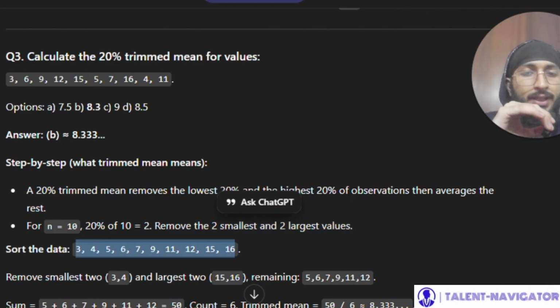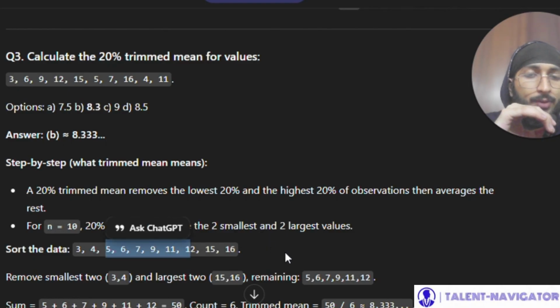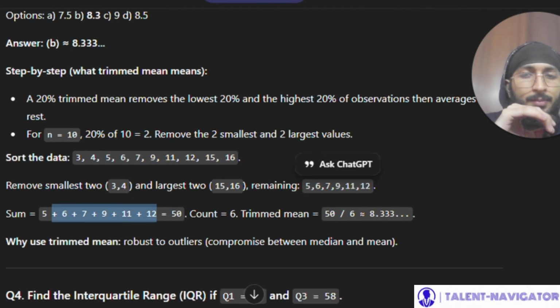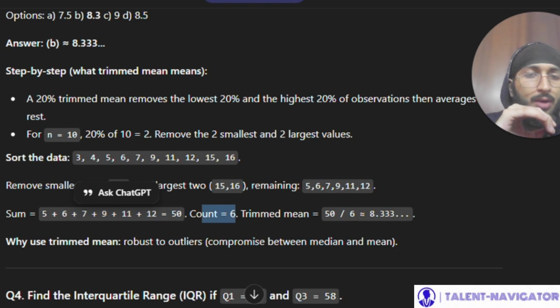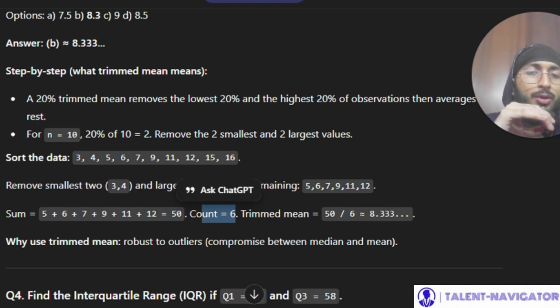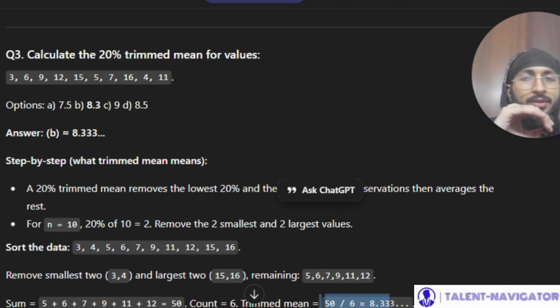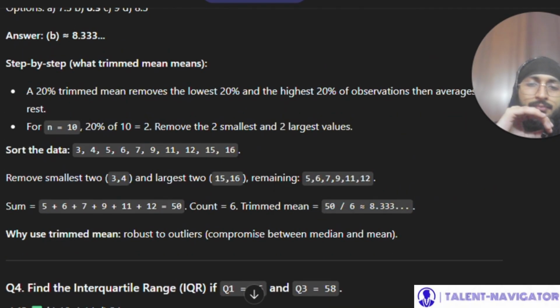Once we sort the data, we remove the two smallest, 3 and 4, and the two largest, 15 and 16. The remaining data is 5, 6, 7, 9, 11 and 12. Then we sum these up. The count is 10 minus 2 from the beginning and 2 from the end, so we get 6 elements left. Sum upon count, that is 50 by 6, is 8.33, and that is our answer.